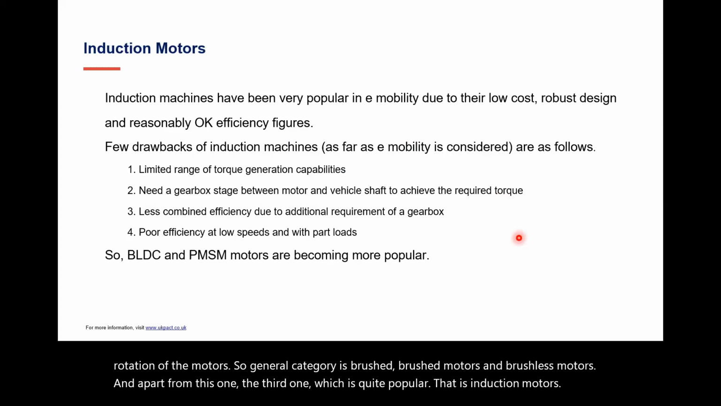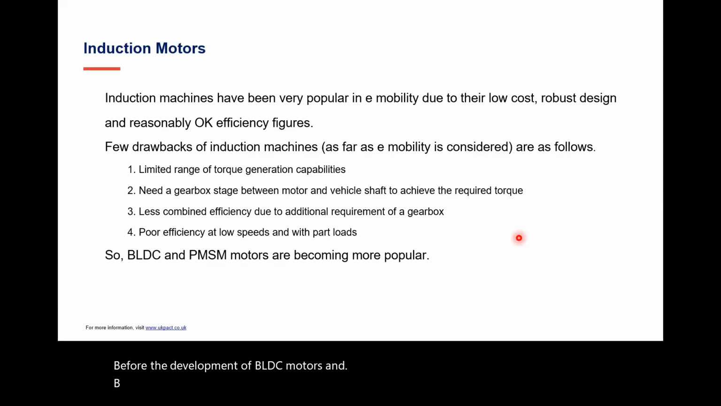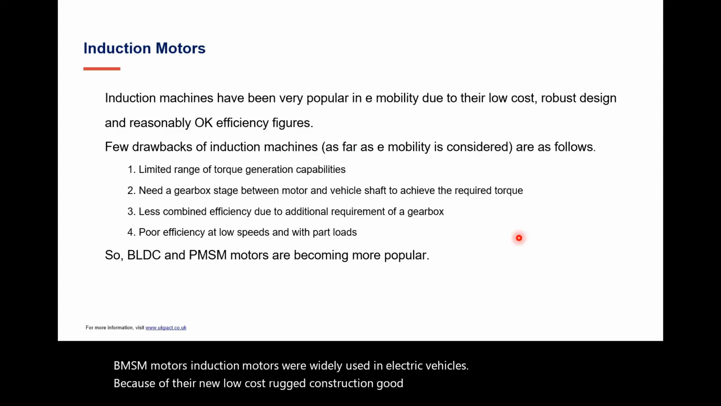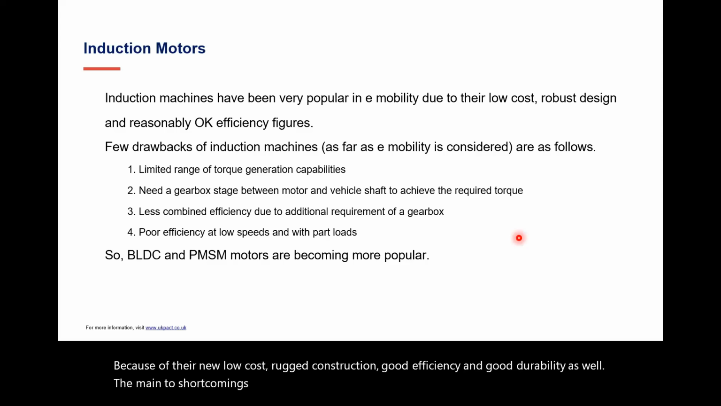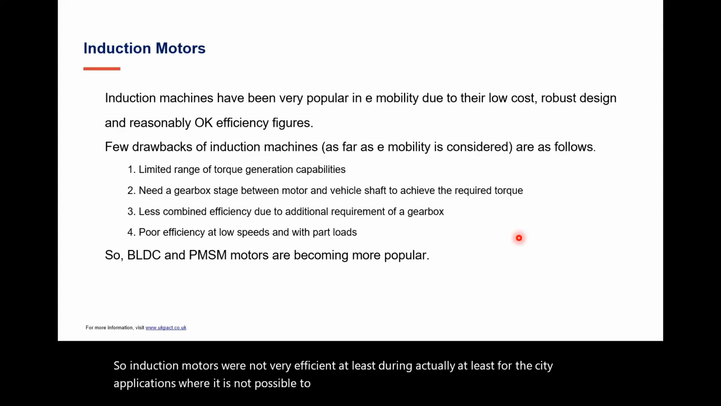Before the development of BLDC motors and PMSM motors, induction motors were widely used in electric vehicles because of their low cost, rugged construction, good efficiency, and good durability as well. The main two shortcomings of induction motors are, first, that their efficiency is considerably low, especially at low speeds. So induction motors were not very efficient, at least for city applications where it is not possible to drive vehicles at higher speeds.